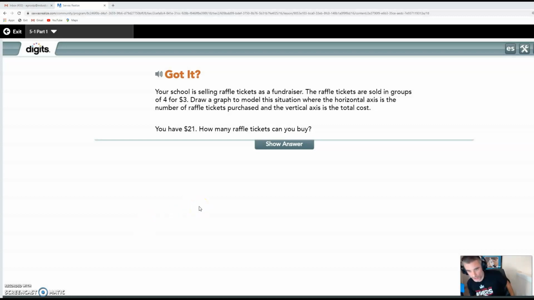It says your school is selling raffle tickets as a fundraiser. The raffle tickets are sold in groups of 4 for $3. They want us to draw a graph to model the situation where the horizontal axis is the number of raffle tickets purchased and the vertical axis is the total cost. The question we're trying to answer is: you have 21 bucks, how many raffle tickets can you buy?